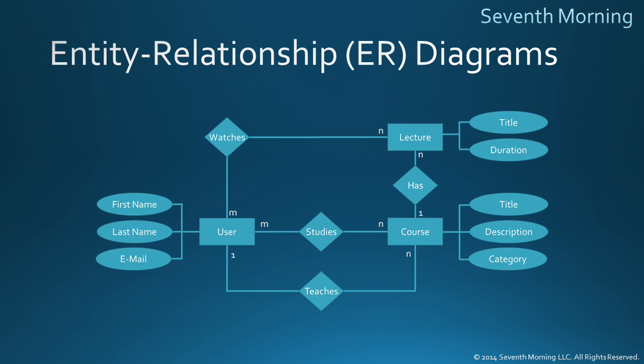All right, so you'll notice that we added a lecture entity in the top right. It has the attributes title and duration. The lecture entity has a one-to-many has relationship with course, meaning that a course can have N number of lectures, but a lecture can only belong to one course. And it also has a many-to-many watches relationship with the entity user. So that means that M users can watch N lectures. So any number of users can watch any number of lectures.